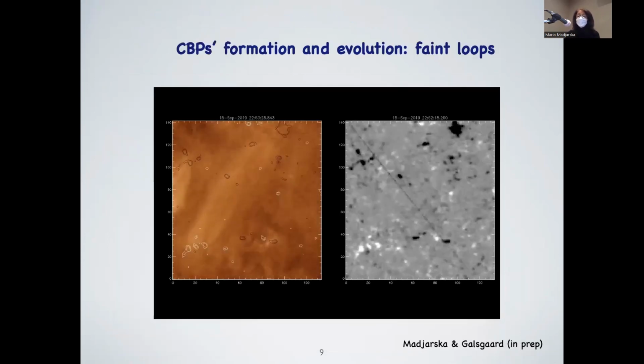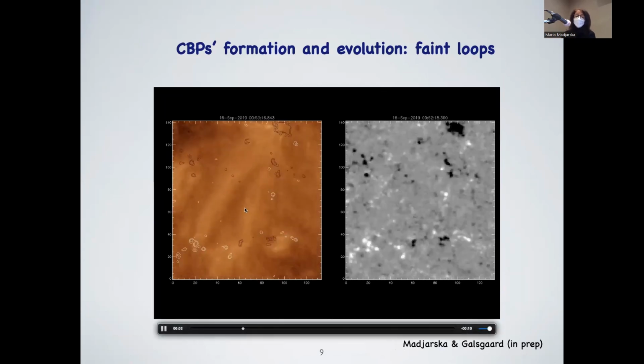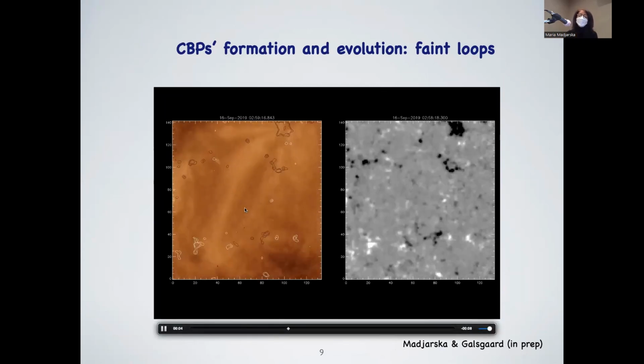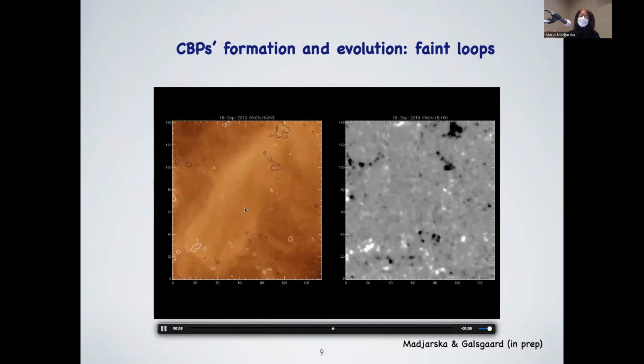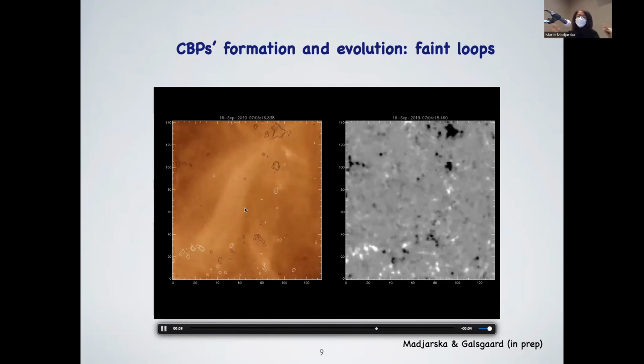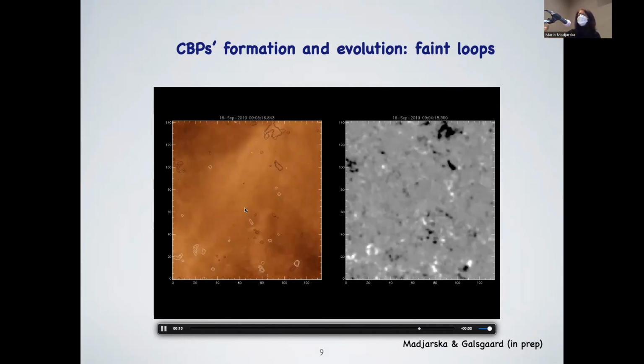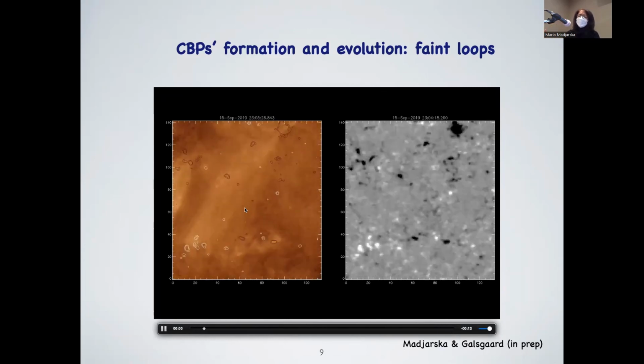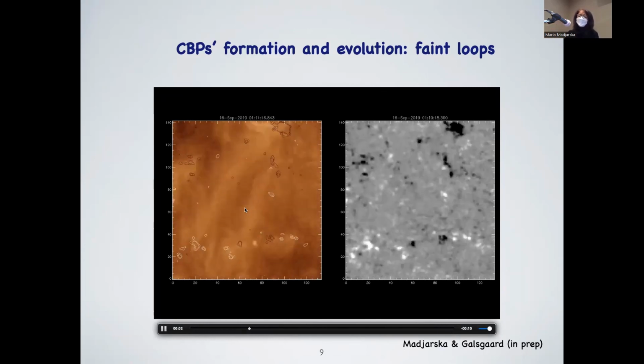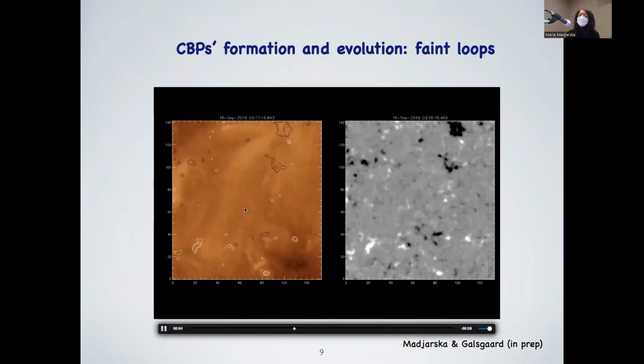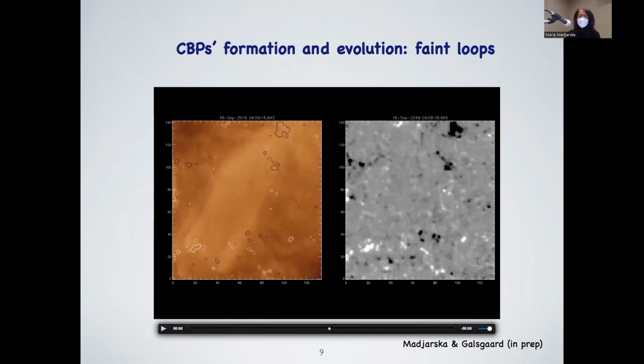And this is a faint loop. A nice example of a faint loop is flickering over time. These loops are very stable. Typically, they connect magnetic polarities which are far away, and they live for a very, very long time. They are hard to disrupt due to solar convection.